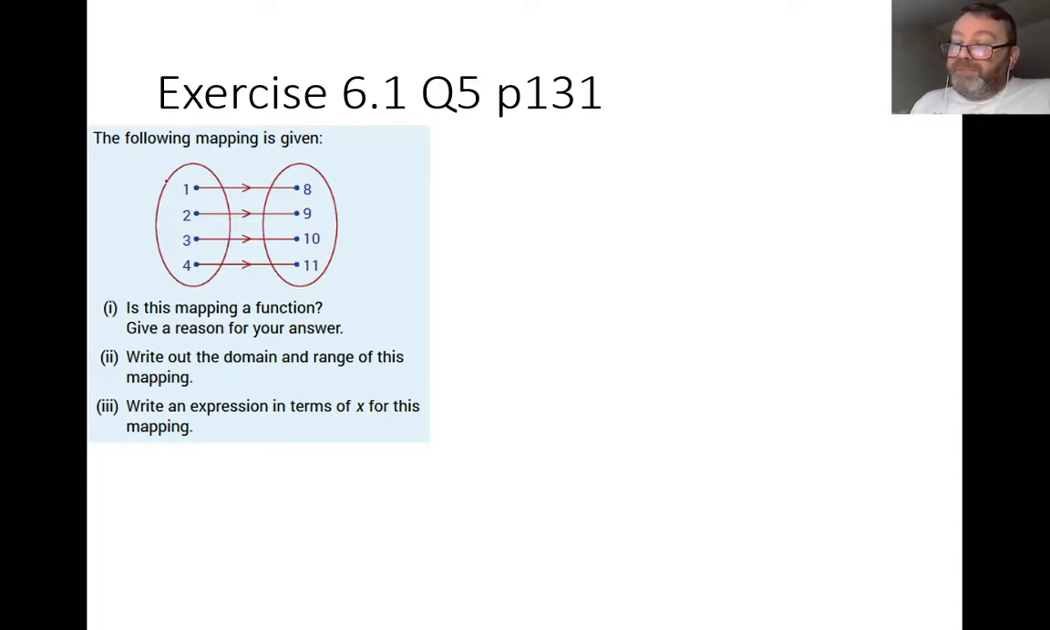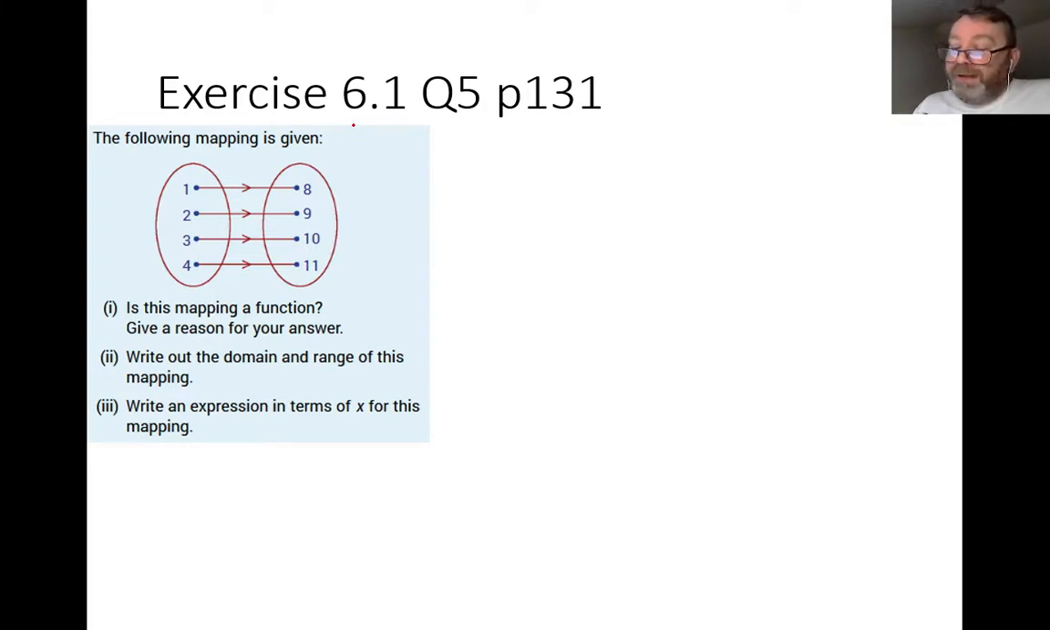Okay, so the following mapping is given: 1 to 8, 2 to 9, 3 to 10, 4 to 11. Now, before I read the questions, what do I already know? My domain values are 1, 2, 3, and 4. My codomain is 8, 9, 10, and 11. And my range is also 8, 9, 10, and 11 because all the values in my codomain are selected. So therefore, the codomain and the range in this case are exactly the same.